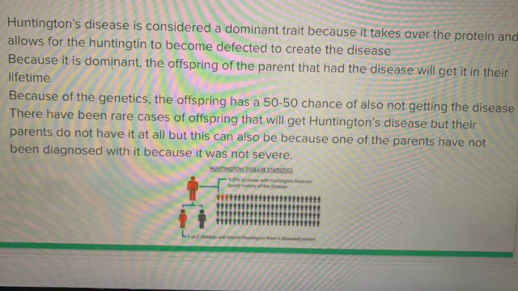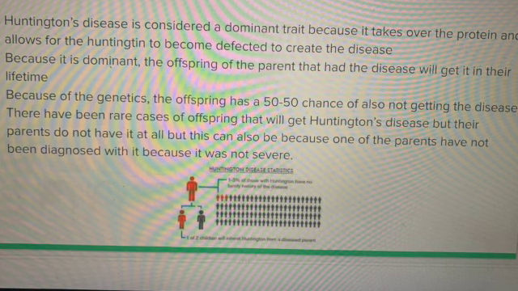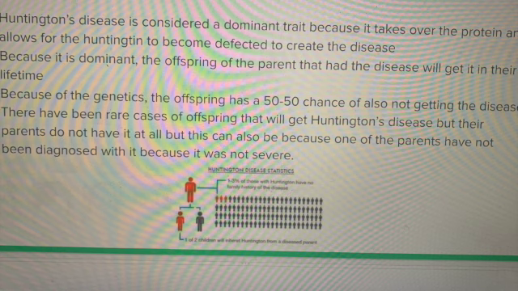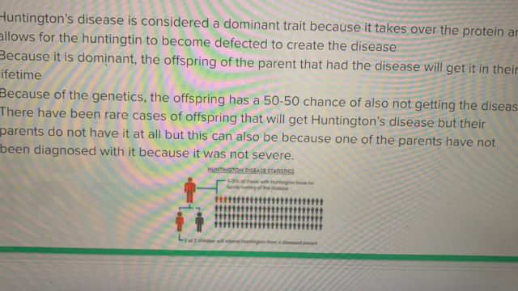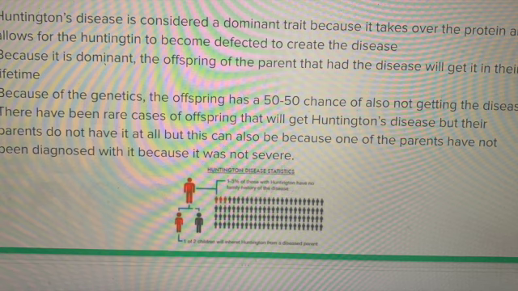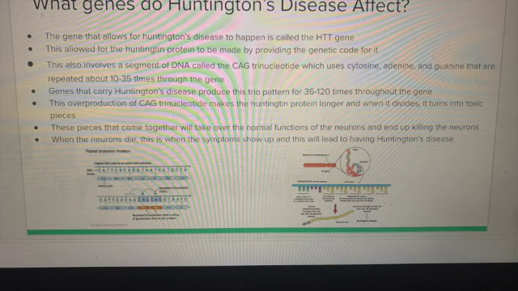There have been rare cases of offspring that get Huntington's disease, but their parents do not have it at all. But this can also be because one of the parents has not been diagnosed with it because it was not severe. What genes does Huntington's disease affect?